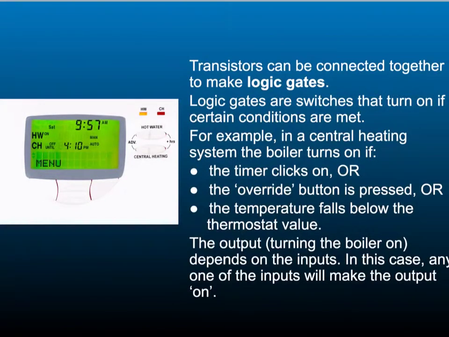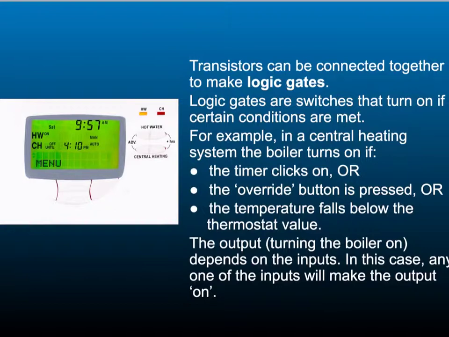Transistors have got a number of applications. They can be connected together to make logic gates. Logic gates are switches that turn on and off if certain conditions are met. For example, in the central heating system, the boiler turns on if the timer clicks on, or the override button is pressed, or the temperature falls below the thermostat value.